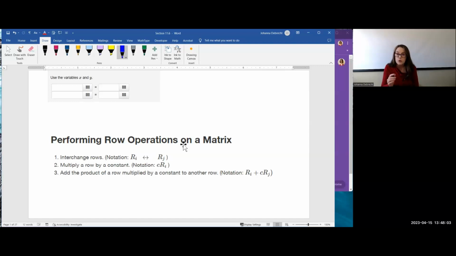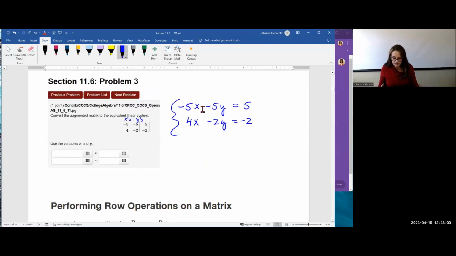So one thing that we're always allowed to do is interchange rows. What does that mean? Well, if I'm looking at this system right here, this is the same system as just swapping those two rows and writing row 2 as row 1 and row 1 as row 2.